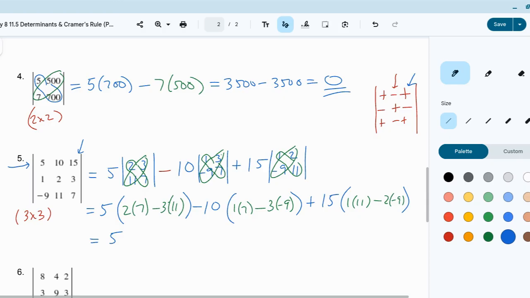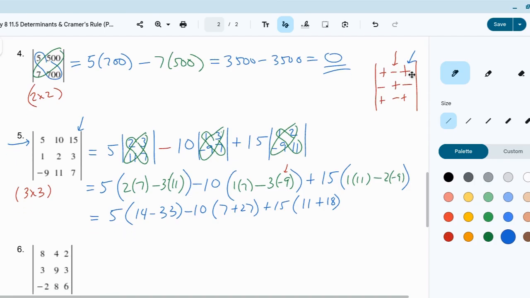So I'm going to take 5. If I multiply, I got 14 minus 33 minus 10 times the quantity of 7 plus 27. Don't forget, you got that negative sign times the negative 3, to the minus 3. So please be careful. Plus 15 times 11. There it is again. Plus 18.